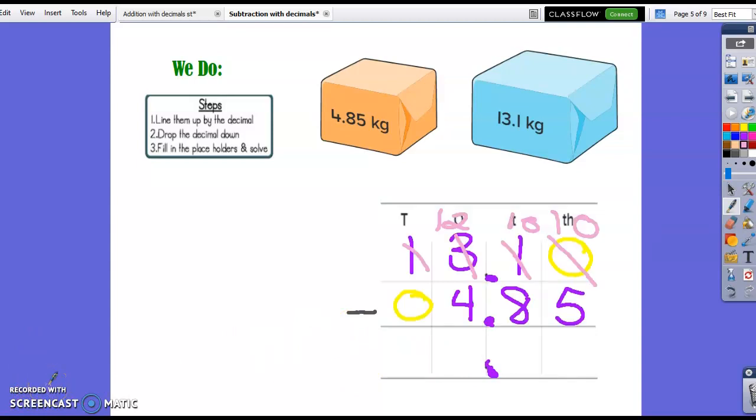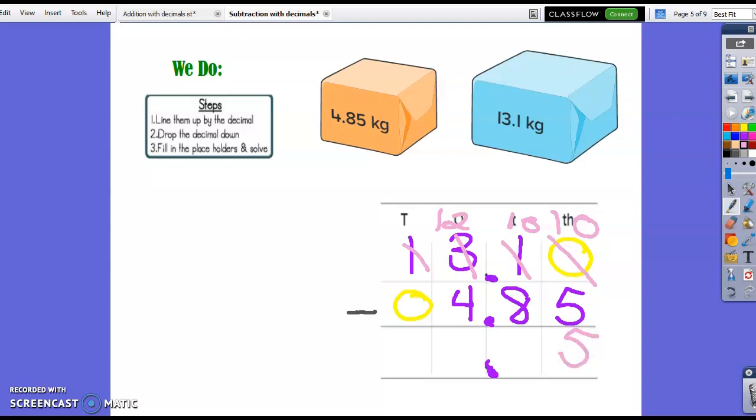Okay, so you should have that 13 and 1/10 is greater than 4 and 85/100ths. Then you plugged in your zeros. Then you're thinking to yourself, 5 can't take away from 0, so it regroups. You take 1 away, it becomes 10. You should have a 5 in your answer.